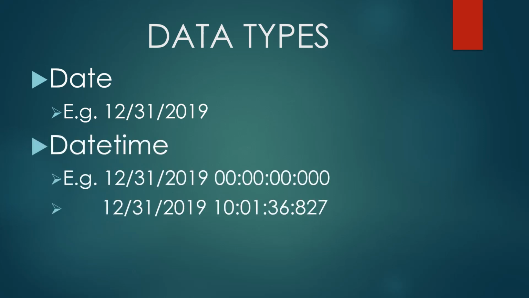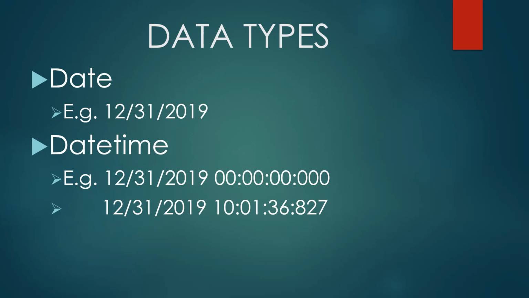Then there's datetime, and the difference between date and datetime is that datetime can store not only the date, but the time of that date. So it can store an instance of time right down to the thousandth of a second. So for example, you could look at a datetime value.